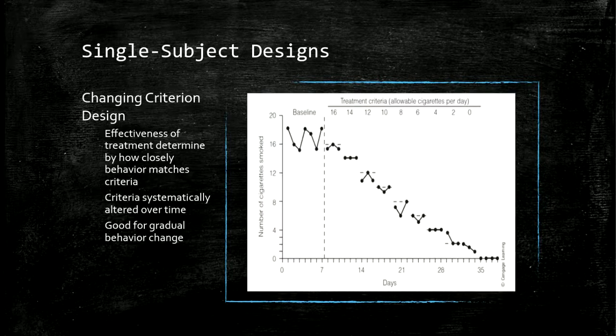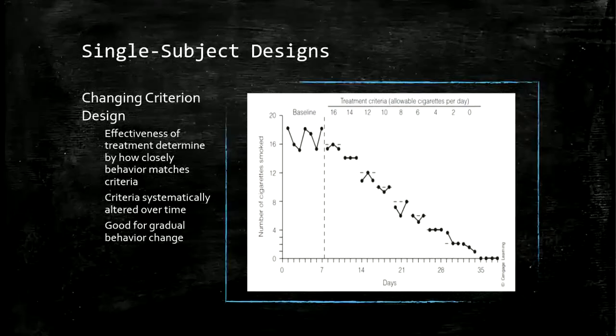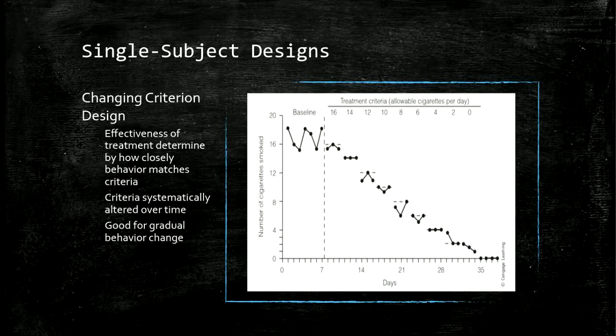So the last single subject design we'll talk about is the changing criteria design. And with this type of design, the effectiveness of a treatment is determined by how closely the behavior matches some criteria. So here you look at the behavior in the baseline state, you measure the behavior, and then you establish certain criteria or certain goals that a person has to meet in order to move to the next level of changing that behavior. So looking at this chart, we're measuring number of cigarettes smoked in baseline until day 7.